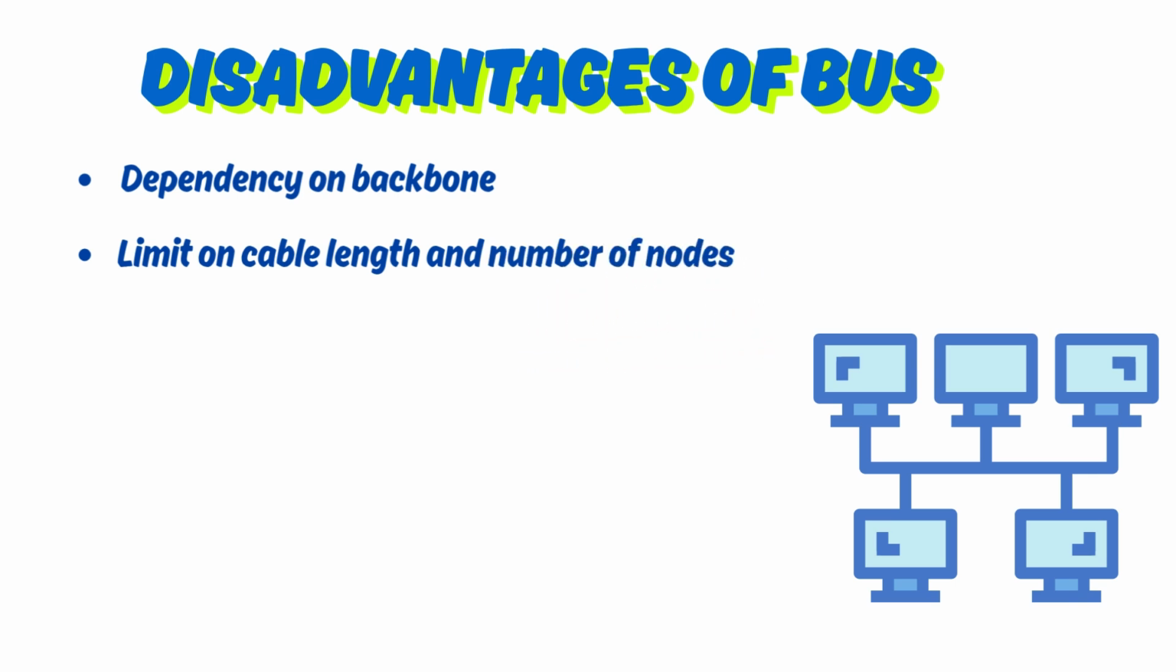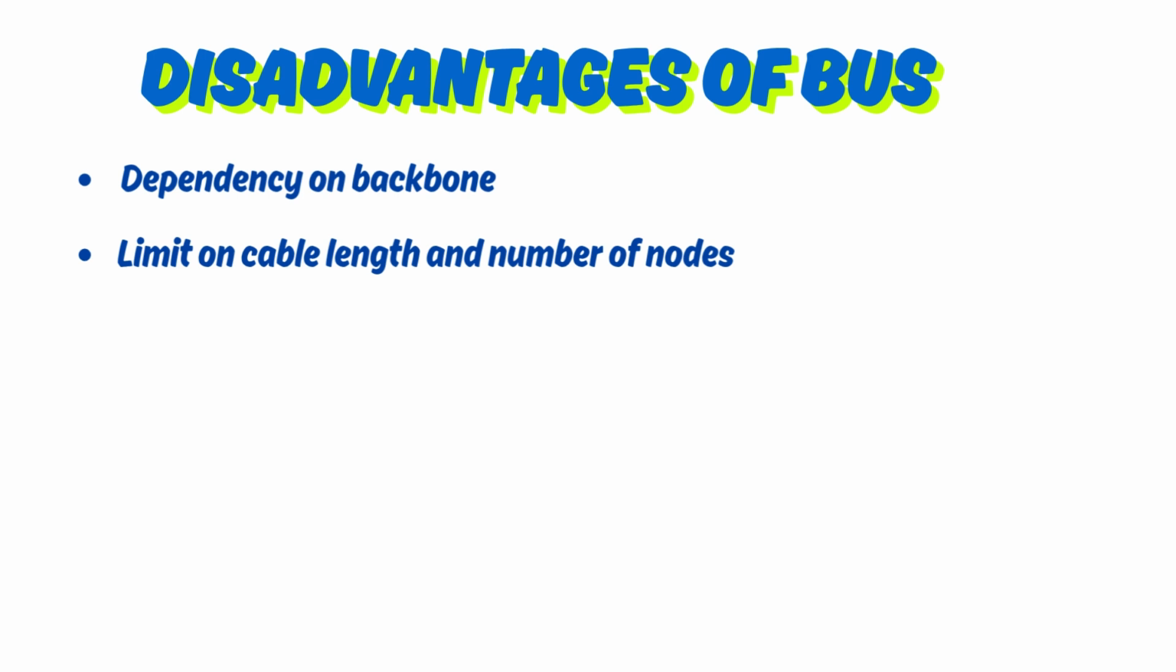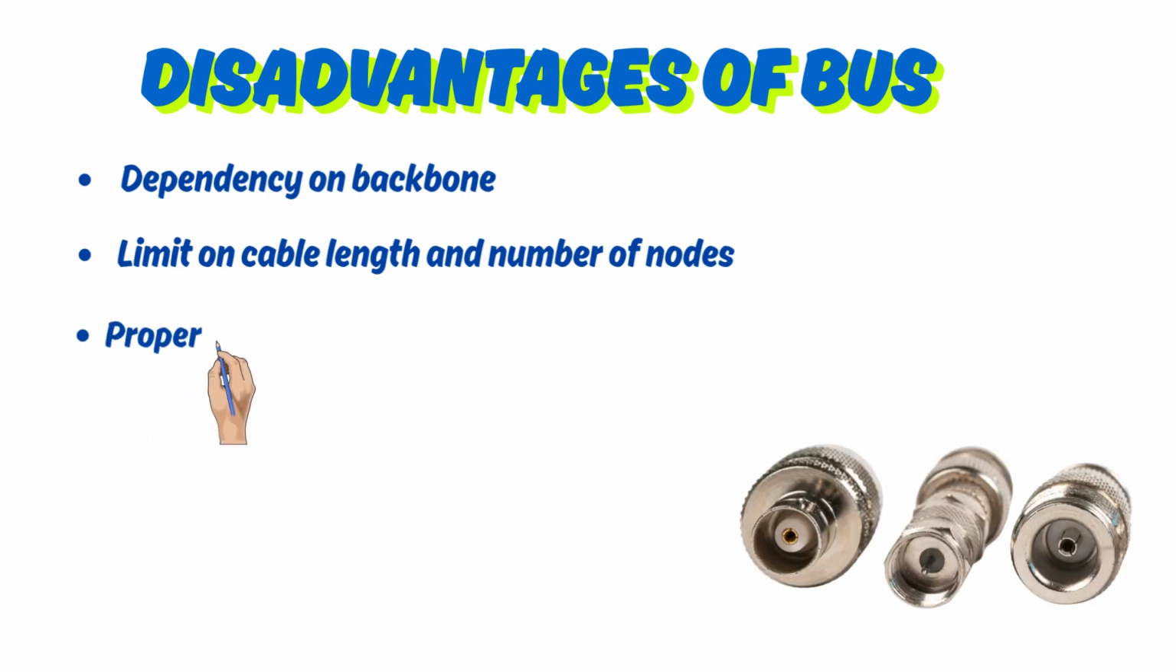The second disadvantage is the limit on the cable length and number of nodes. There is a limit on the number of nodes or devices that can be connected in the bus topology. Similarly, there is also a limit on the length or size of the backbone cable. If you connect too many devices or extend the wire too far, the signal weakens, and this phenomenon is known as signal deterioration. This can result in poor performance or even failure to send data correctly. This is why bus topology is unsuitable for huge networks.